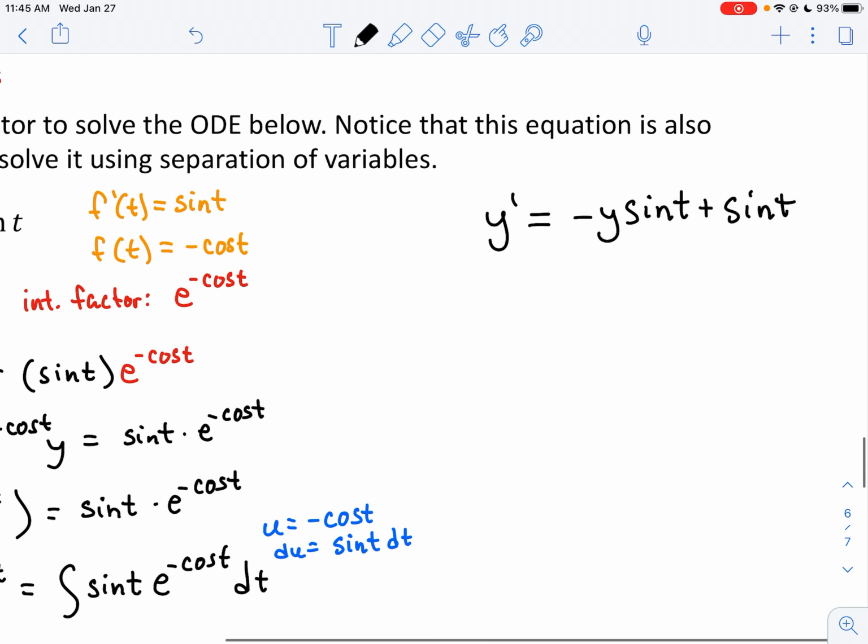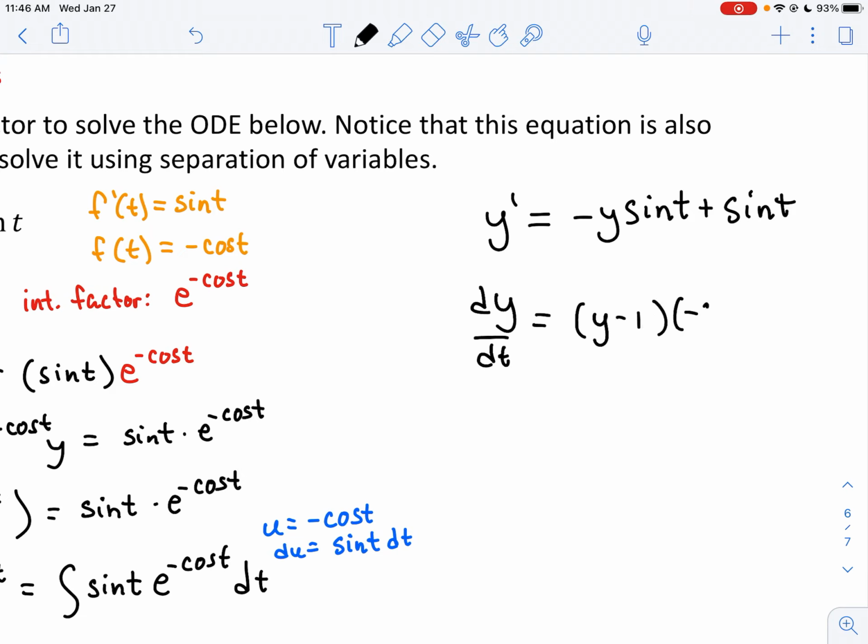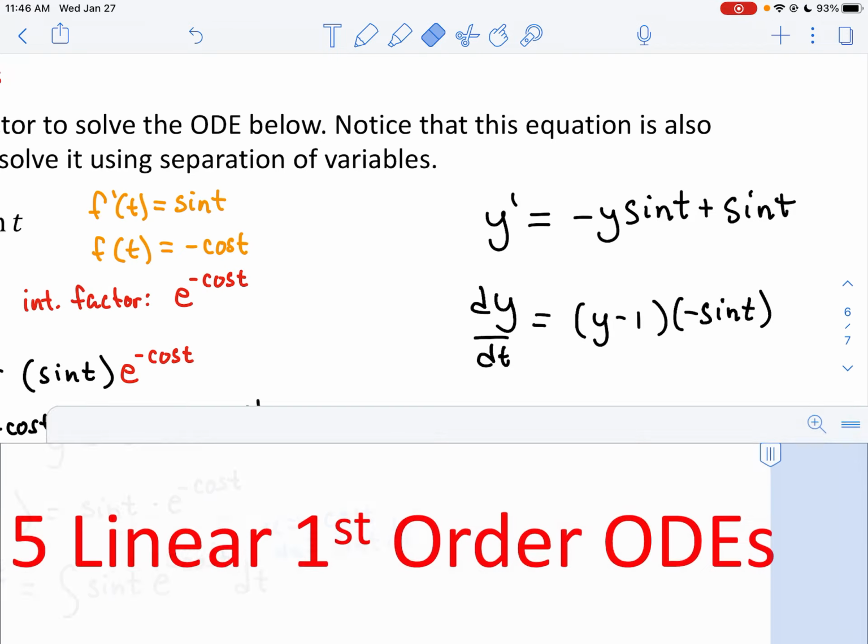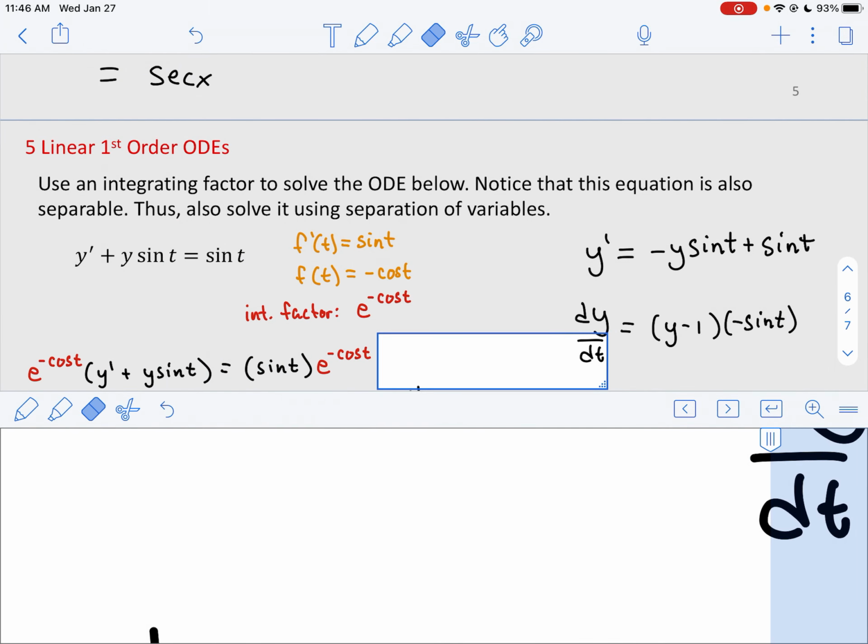Because if I factor out the negative and the sine of t, it reads this way. I'm going to write this y prime as dy dt. Factor out a negative sine t. So that leaves us a y minus 1 times a negative sine t. The reason I factored out the negative is because I prefer to keep a positive coefficient on the y.